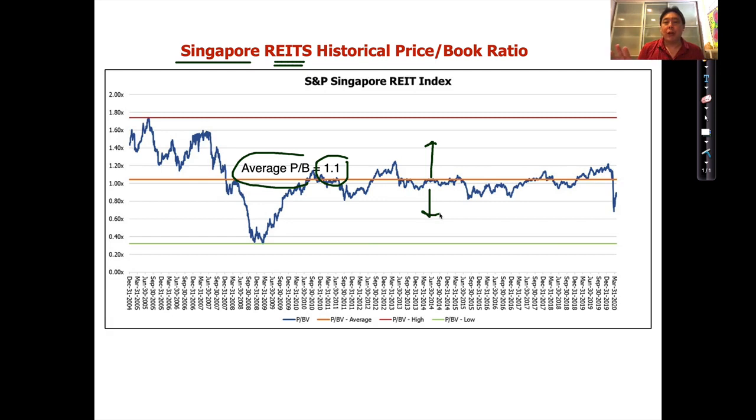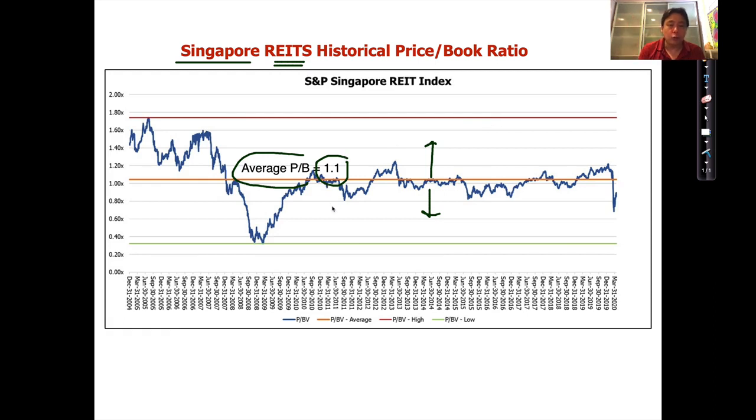So in general, when I invest in Singapore REITs, ideally I want to invest when the price to book ratio is 1.1 or lower. Now, if it goes to 1.2, it's still okay, right? So maybe 1.2 or lower, that's fine. But if it goes up to 1.4, 1.6, then that's crazy. It's too expensive. All right. So ideally 1.1 or less.